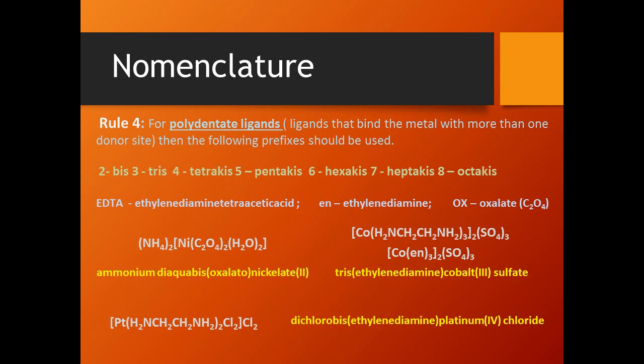So in this part you have seen how to name polydentate ligands. You have to use the prefixes bis, tris, tetrakis in the case of polydentate ligands, and the ligand should also be enclosed in a bracket. Thank you.